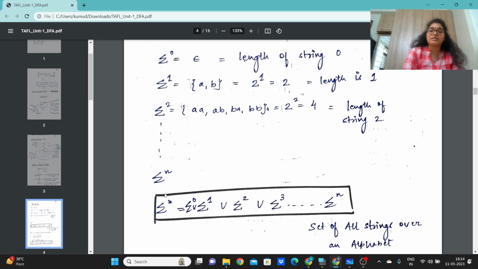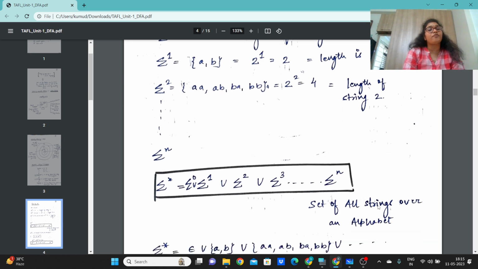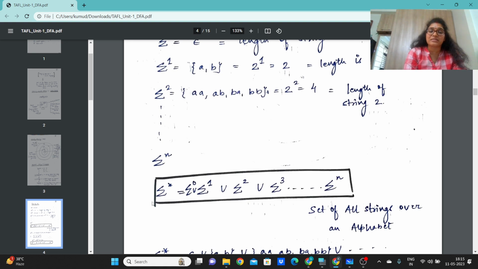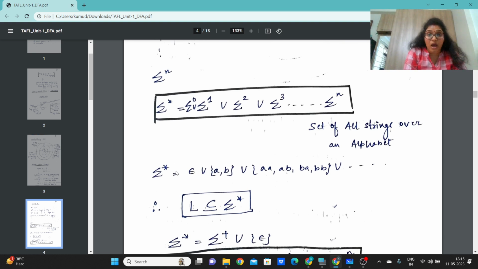So same with this, if we take the union of all these things: epsilon (power 0), then summation power 1, union with power 2, union with power 3, till power n. So these are the set of all strings over an alphabet. मतलब इस alphabet पे जितनी भी string बन सकती है, वो आप इस सिग्मा स्टार वाले सिंबल में कंसिडर करोगे. That is why this star, you know, this star is length of 0, which is epsilon, union length of 1, a comma b, union length of 2, which is a b a, union length of 3, up to n.